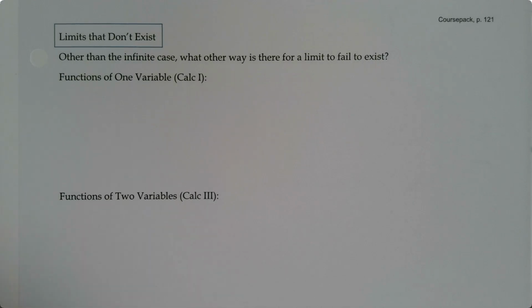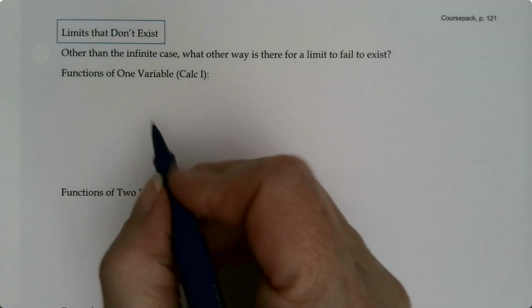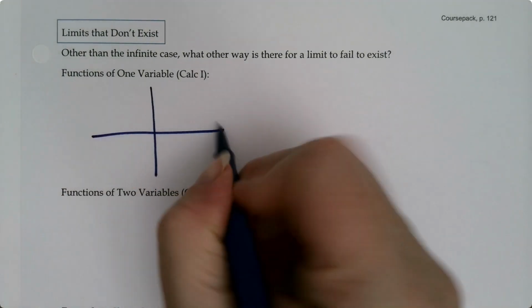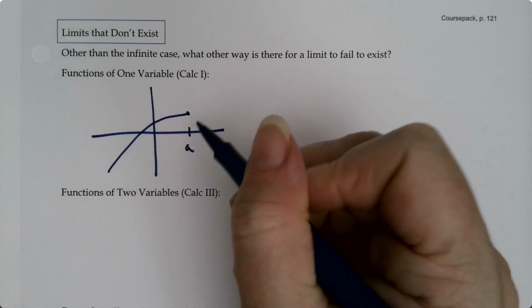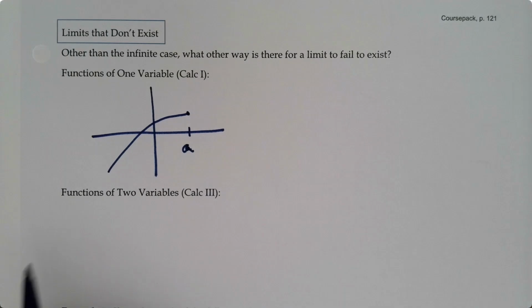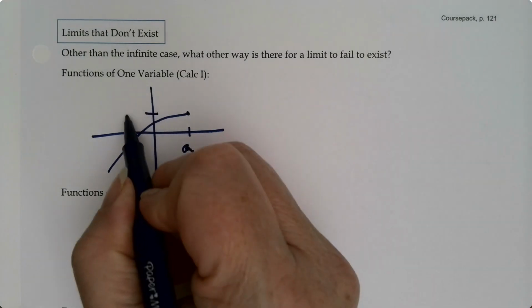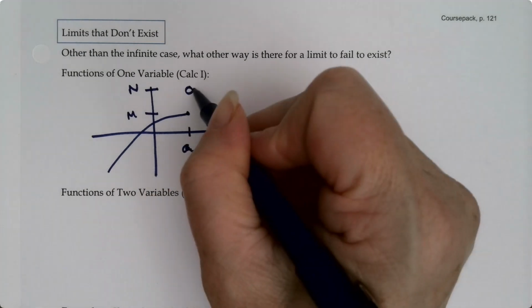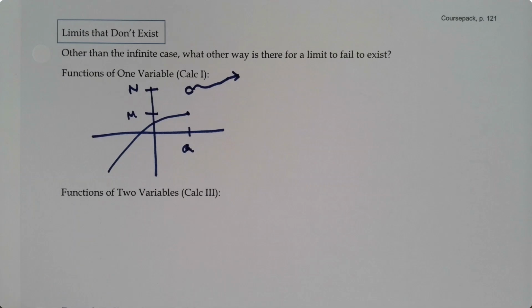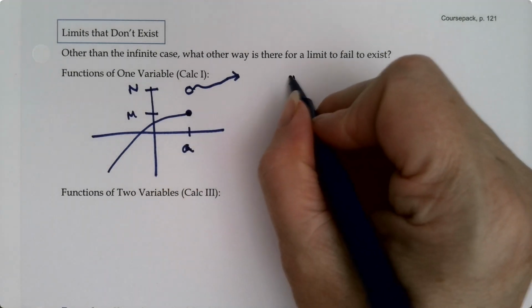Now, what about limits that don't exist? In Calc 1, we had a version of this. If you remember, we would have some kind of function, and we would approach some value a. And when we did that, here's m, here's n, and we would hop to a new point and have the function continue on, right? So this was called a jump discontinuity.